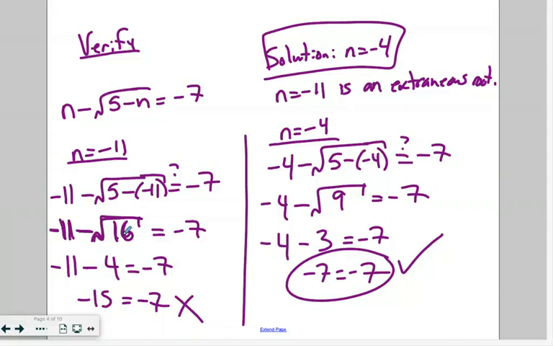But when you're doing these verifications, we don't think like that. We only think about the positive value that we get out of the radical, and that's where these extraneous roots come into play. Okay? All right.